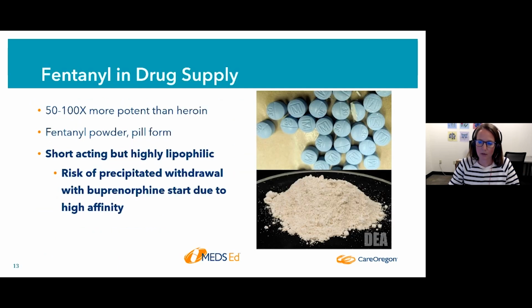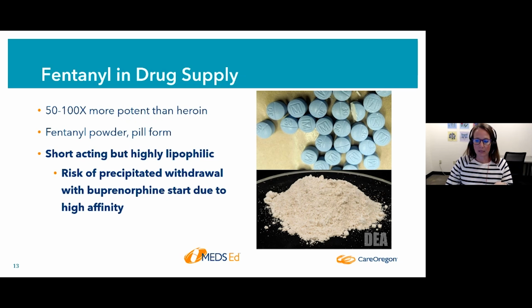So fentanyl in the drug supply, I think we all know that fentanyl is a problem. It's the predominant illicit opiate found now. The 2 words I like to associate with illicit fentanyl are potent and lipophilic. The stuff is really strong. It's 100 times more potent than heroin. It's 500 to 600 times more potent than the prescription morphine that's out there.